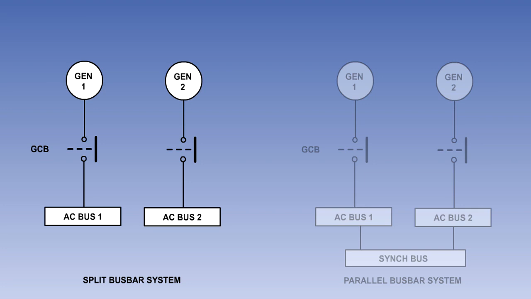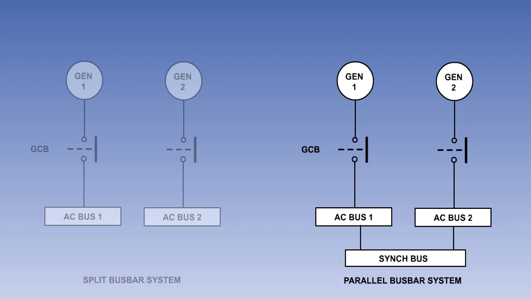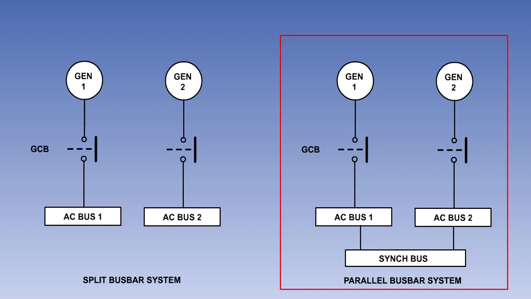Multi-engine aircraft AC supply distribution systems will either be of the split busbar type, where each generator operates independently, or of the parallel busbar type, where each generator carries a share of all the loads. In this lesson, we will look at a parallel busbar type of system, as fitted to a 4-engine Boeing aircraft.